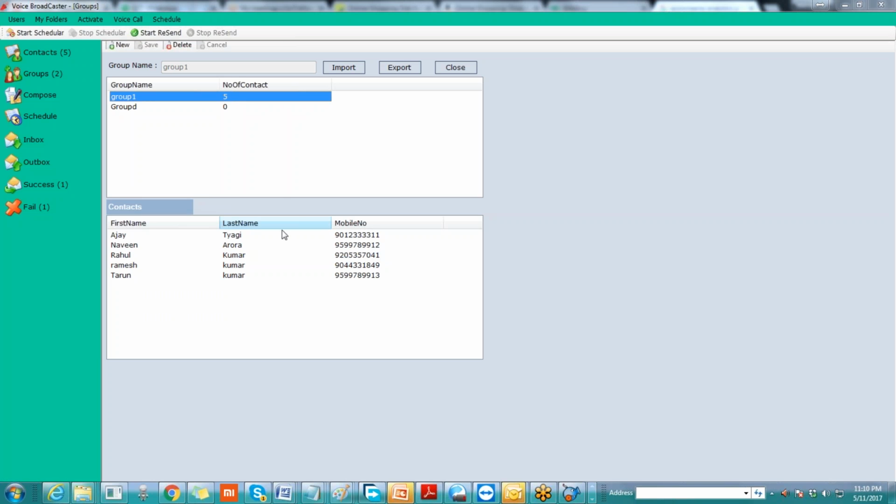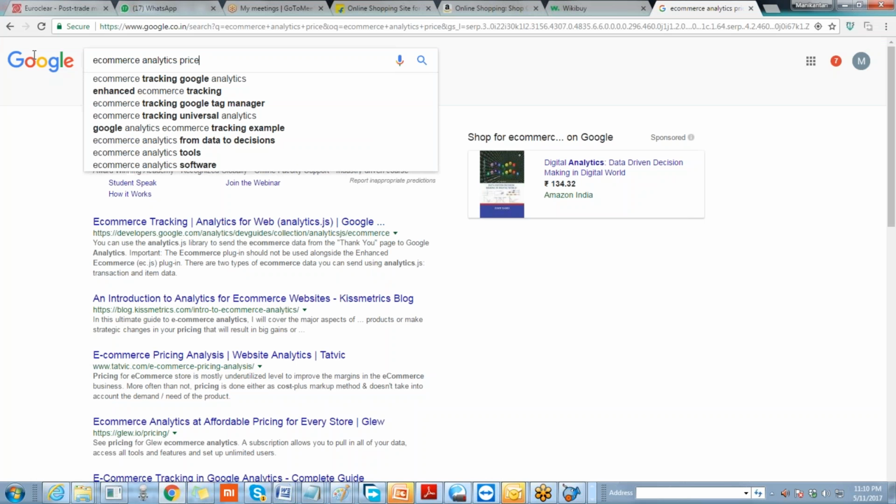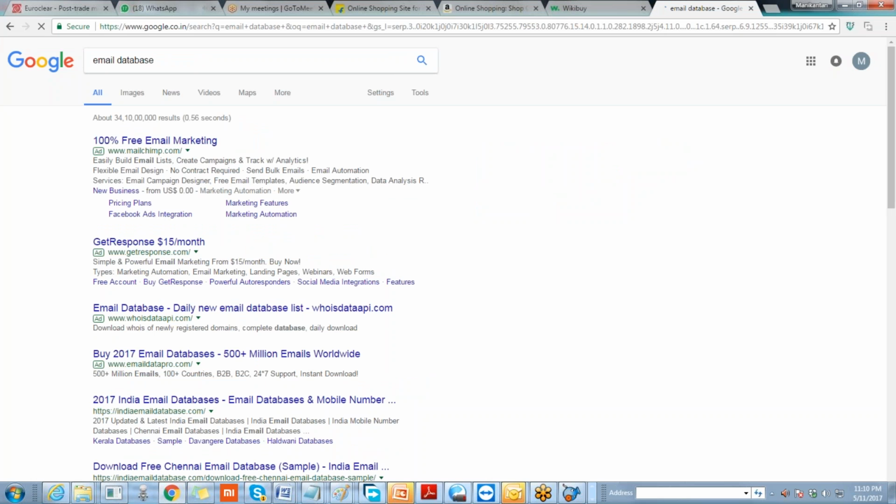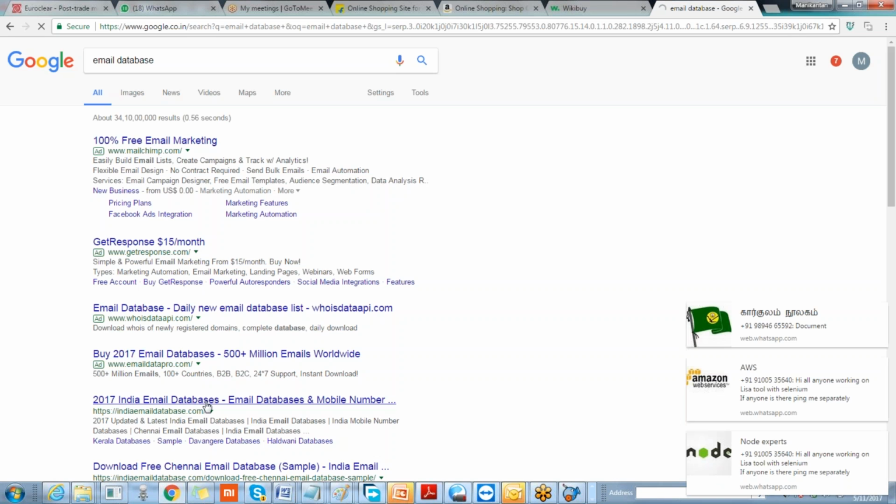Here the name, who is searching for what kind of product, who requires this product. Based on that, mobile, email, everything will be taken over by the data analytical engine. And also there are database sellers available, email databases. Many people are selling databases of 500 million emails worldwide. So we can get all the Indian databases, mobile numbers, at a very cheap rate, and from there they will also do the broadcasting advertisement.